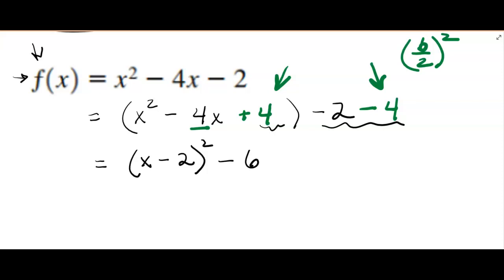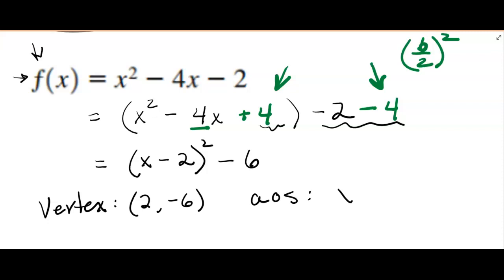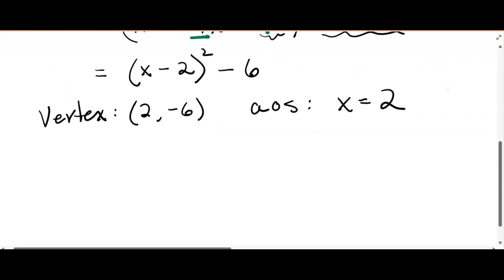Now I know what the vertex is. The vertex is at (2, -6), and I know the axis of symmetry, that's x equals 2. Okay, so that tells me how to graph it and gives me some heads up on that. I think that's it for this video.